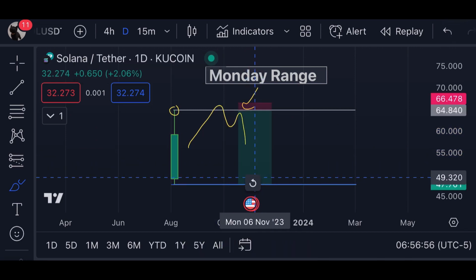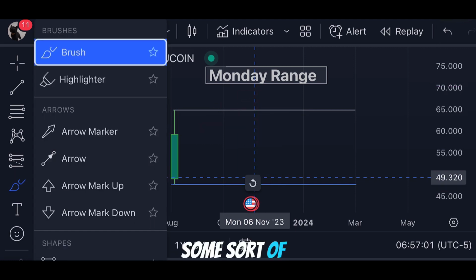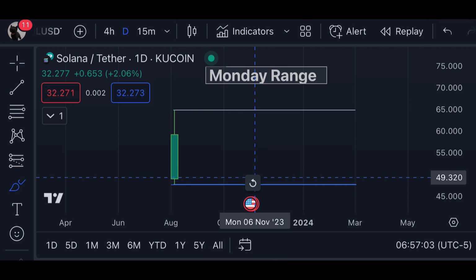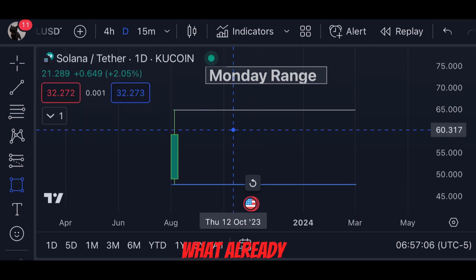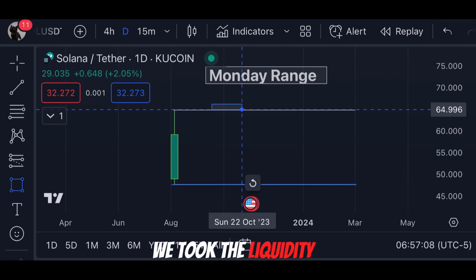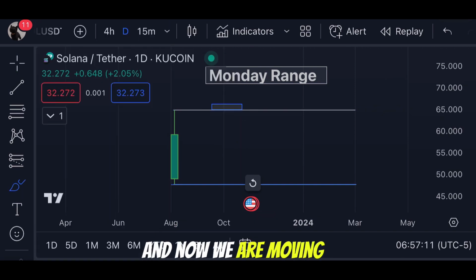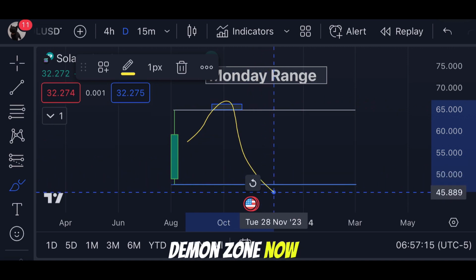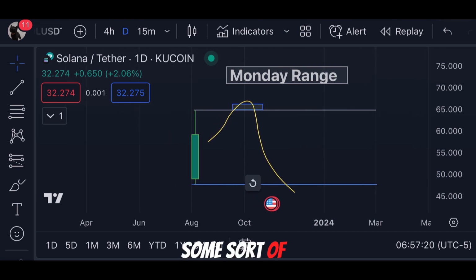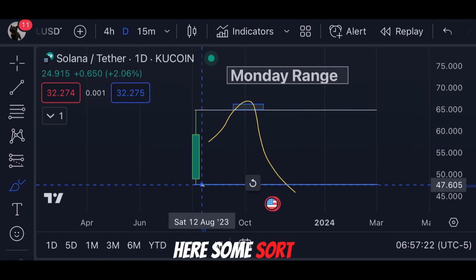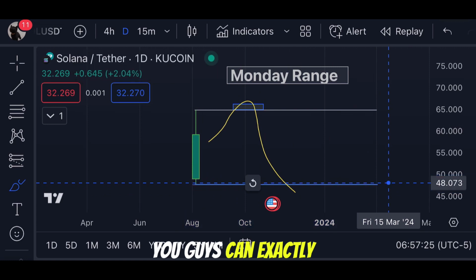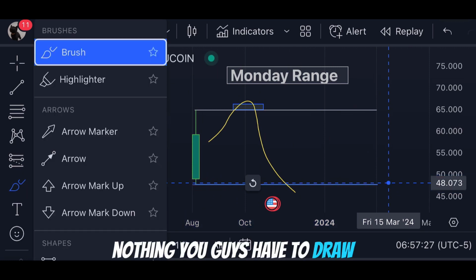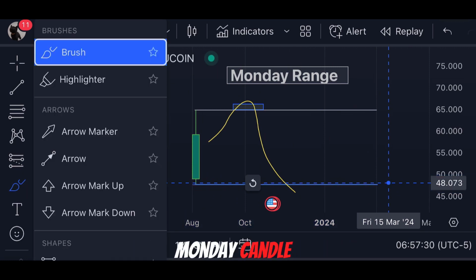And what is exactly going to be the demand zone? The demand zone is the level from where we get some sort of bounce. Let's focus on what we already had: we took the liquidity from the upper side, and now we are moving all the way down to this demand zone. As we already have some sort of support right here, some sort of demand zone, you guys can exactly see it from the Monday range. You have to draw a range on the Monday candle exactly.